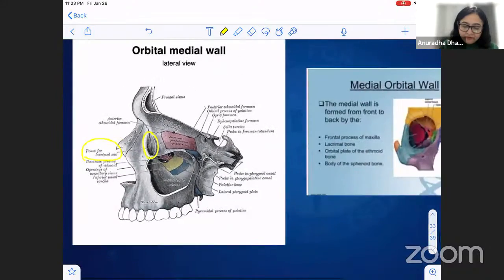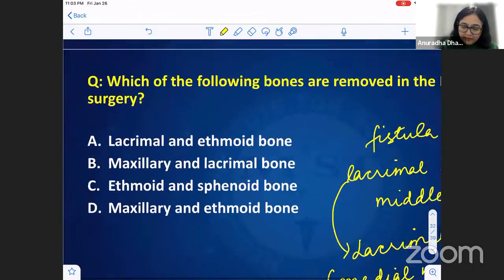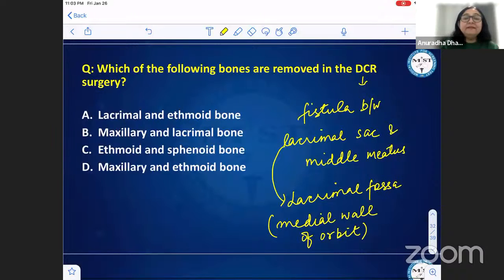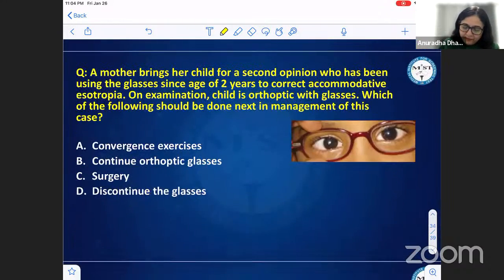The bones which are broken or removed in the DCR surgery, the answer should be maxillary and lacrimal bone. The part of the maxillary bone which makes the lacrimal fossa, and of course the lacrimal bone. Okay, so that's the right answer to this question. Moving to the next question.